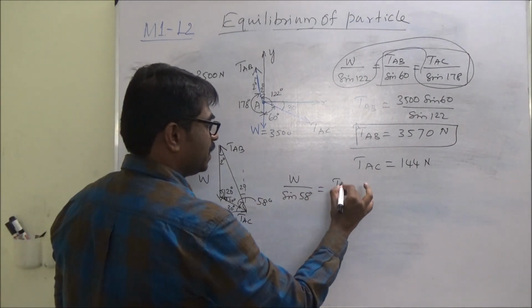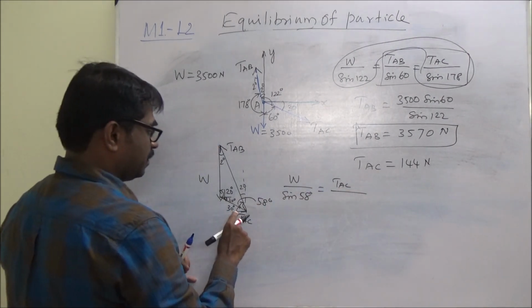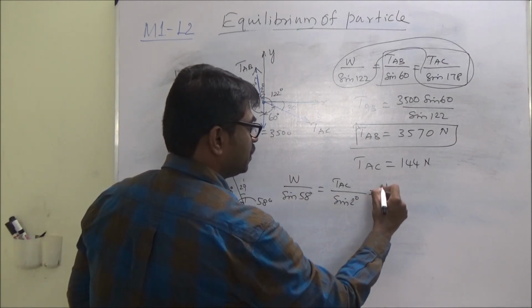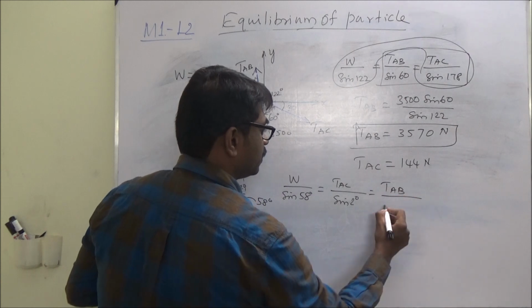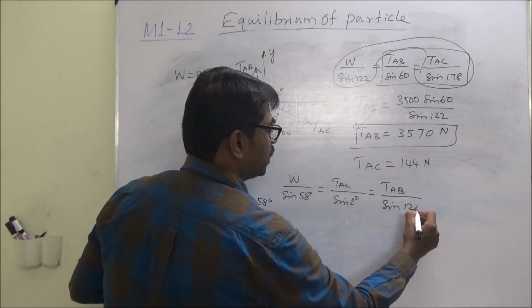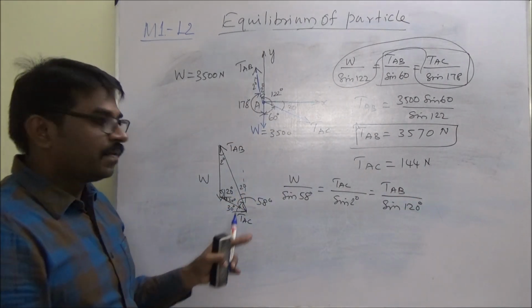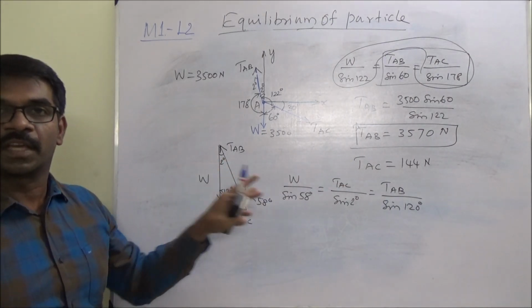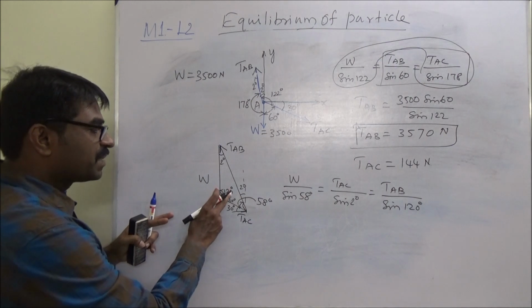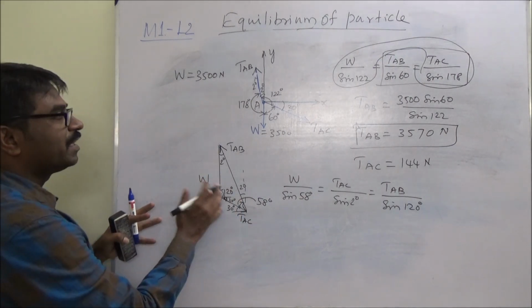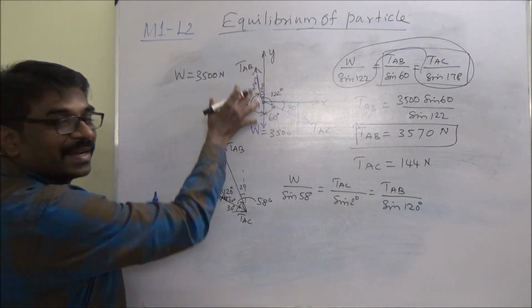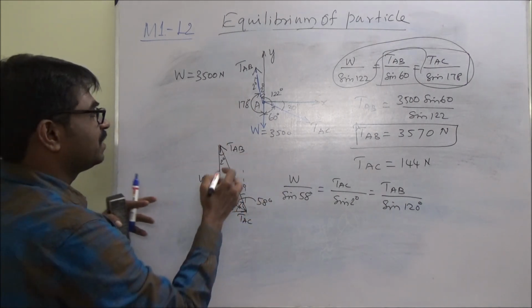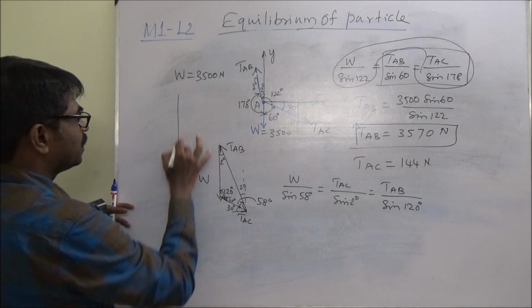TAC opposite sine 2 degree, TAB sine 120 degree. We can make the triangle like this, and then we can use Lami's. The same thing can be drawn in a different fashion, because these are all vectors.